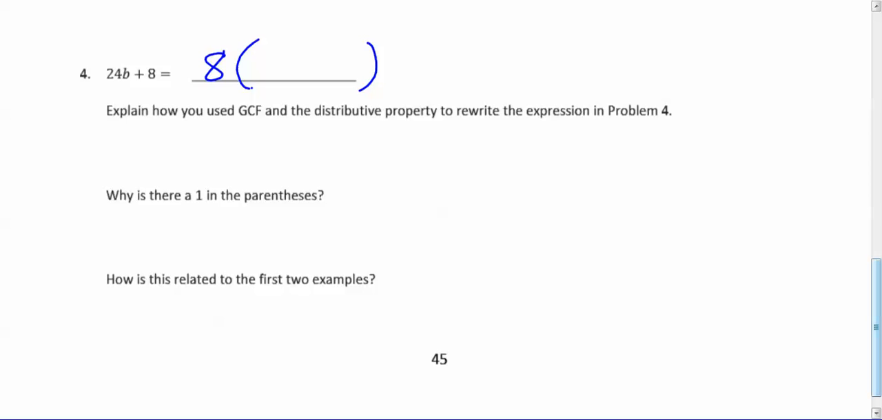8 times what is 24b? Kyla? 3b. Nice job. Plus 8 times what will give us 8? 1. Yep, so we're going to say 3b plus 1. Making sense? All right, what's the GCF here? 8, yep. All right, nice job.